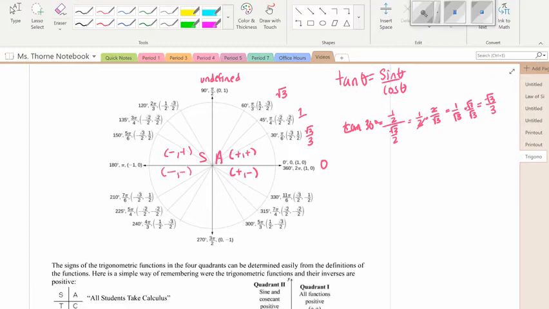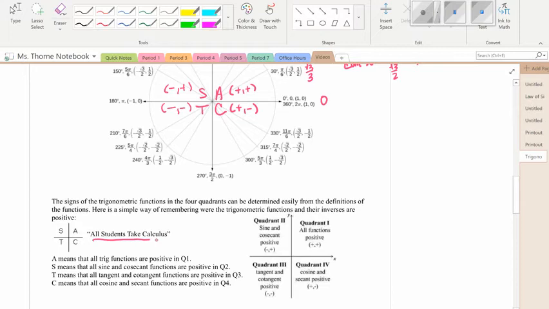In the third quadrant, notice that it's negative, negative. So sine and cosine are both negative. But if you divide the two for tangent, because tangent is sine over cosine, tangent would be positive in this quadrant. And in the fourth quadrant, notice that your x is positive and your y is negative, so cosine is positive here. So we actually say that all students take calculus.